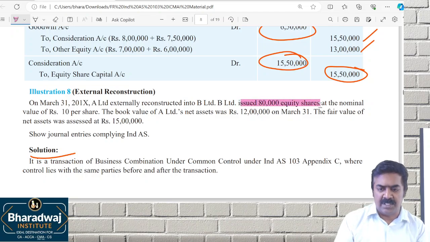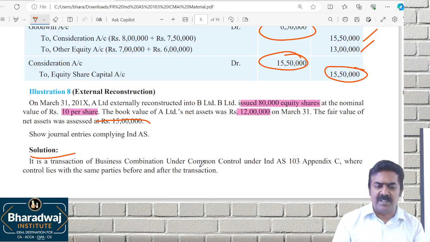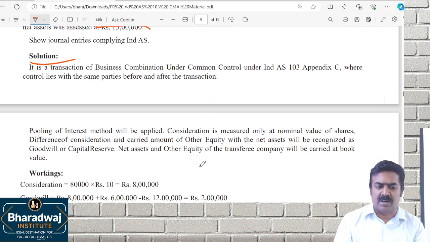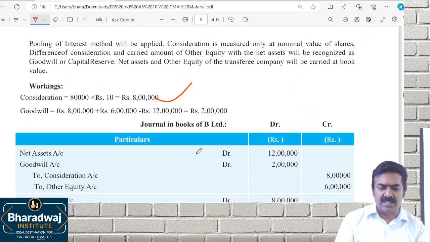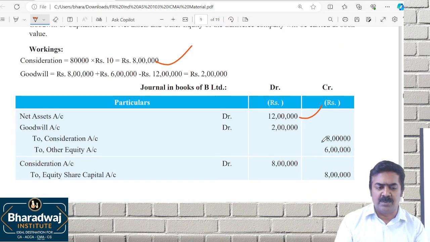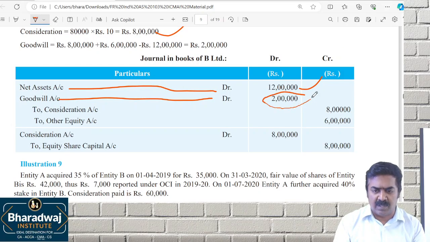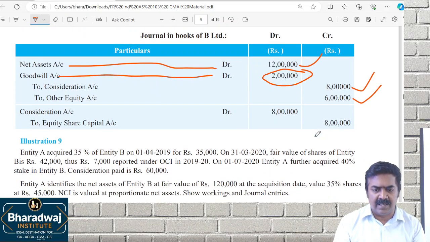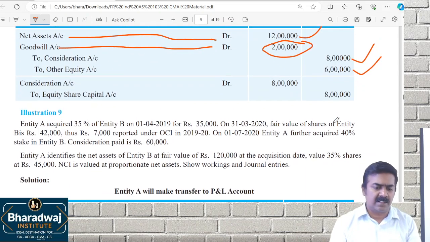So 80,000 equity shares are issued at a nominal value of what? 10. Book value of assets 12 lakhs. The fair value is irrelevant. So it's a business combination under common control. So consideration is how much? 8 lakhs. Assets will be recorded at what value? Book value. They would have passed the journal entry: net assets account debit 12 lakhs, goodwill account debit, the balancing figure, 2 lakhs, to consideration 8 lakhs. Reserves and surplus will be automatically maintained. Consideration to equity share capital how much? 8 lakhs.